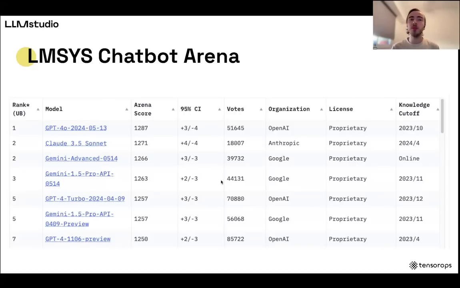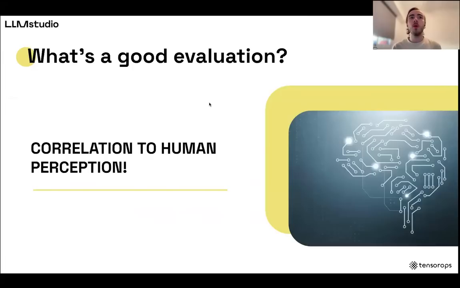So this brings me to wanting to define with you, what's a good evaluation? And a good evaluation is always whatever is closest to what your users would think. This is the whole point, right? So if your users think that your new model is worse, then it doesn't matter, right?